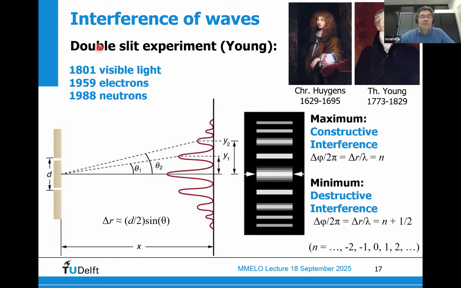Now, this was demonstrated for light more than 200 years ago. For electrons and neutrons, because we have shown that they are both a particle and a wave, this should also be possible, but it was demonstrated much more recently, only in 1959 and 1988.